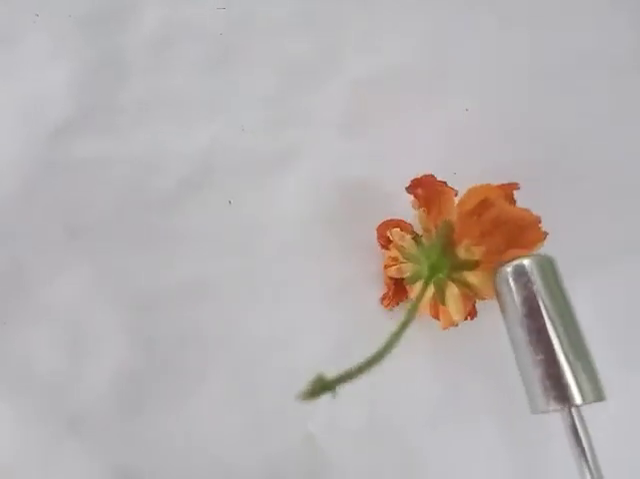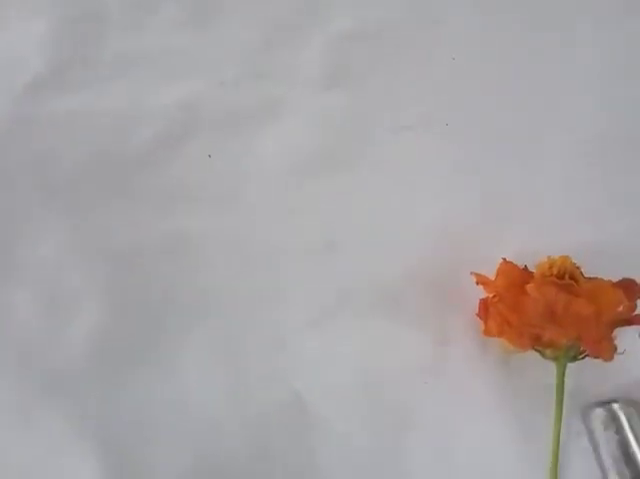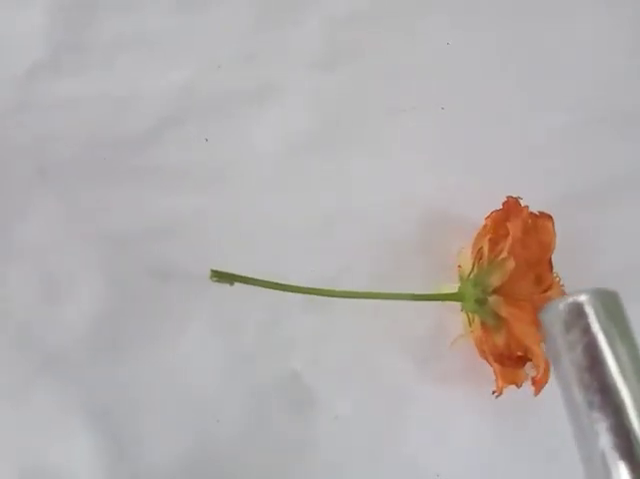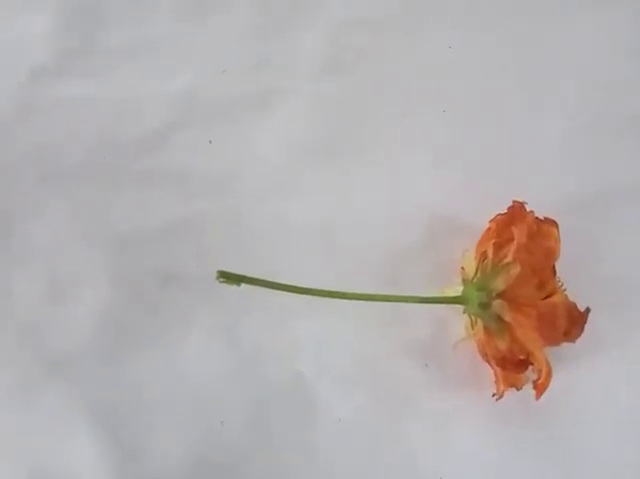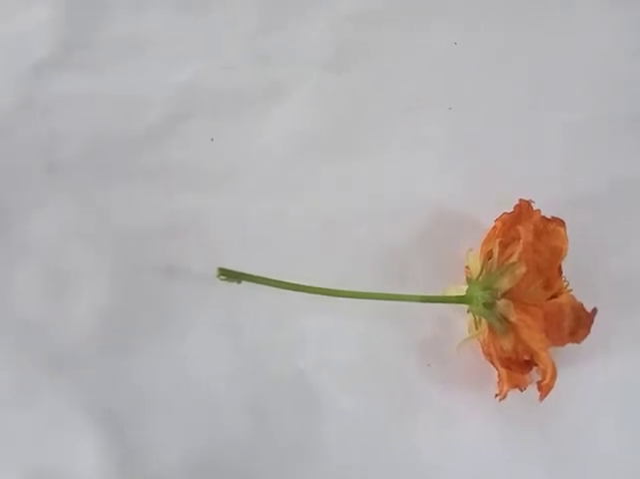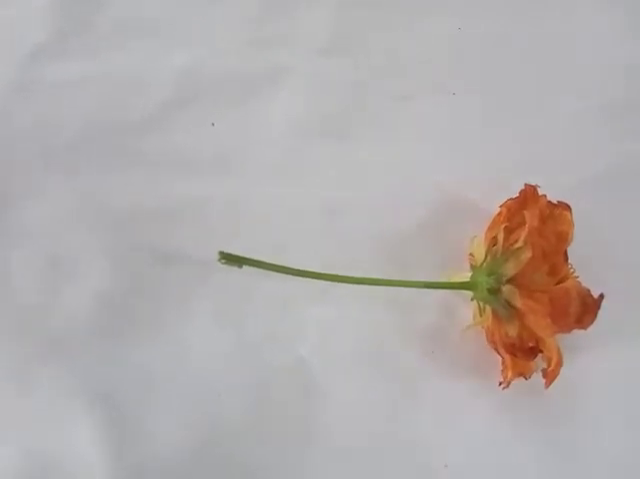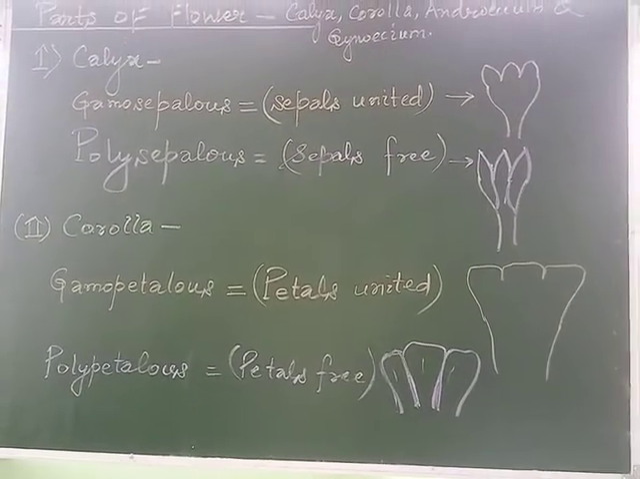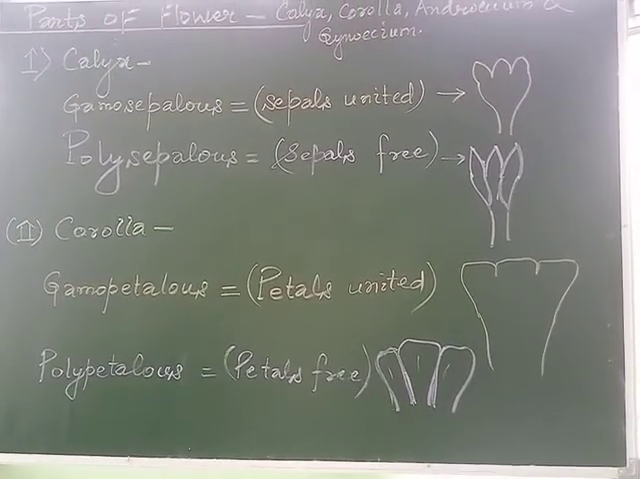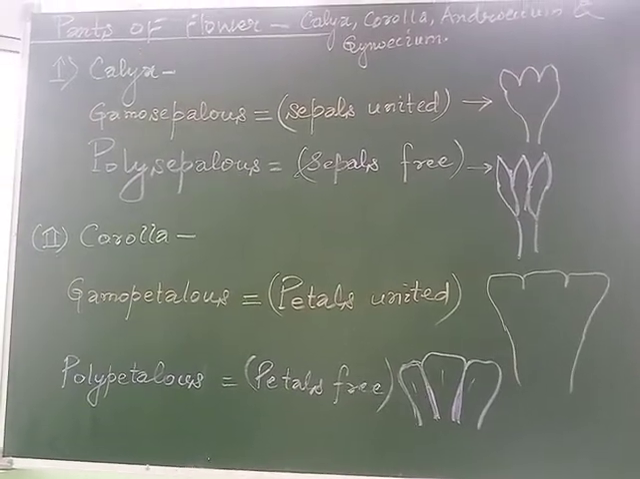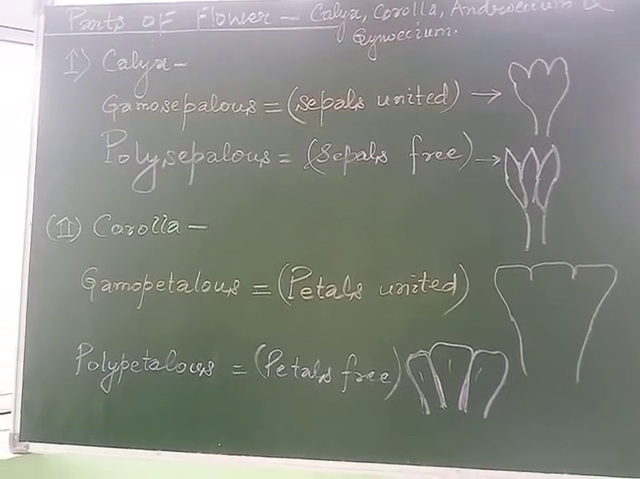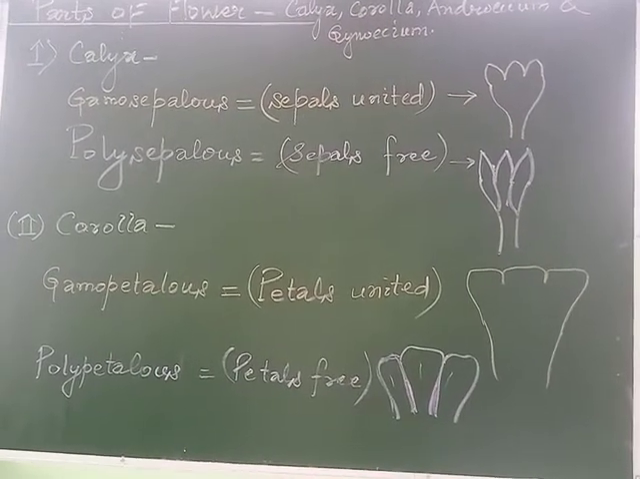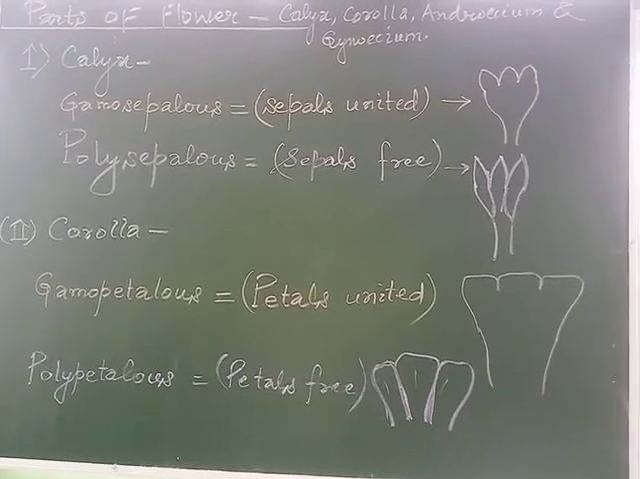And these bright colored structures of the flower are called petals. They are the units of corolla. So, there are certain cases in certain flowers which show different types of specifications.